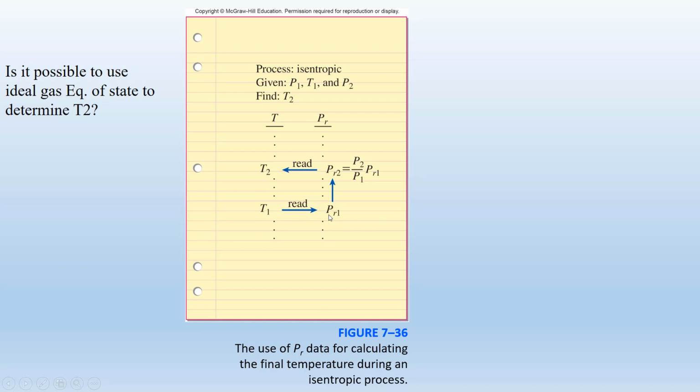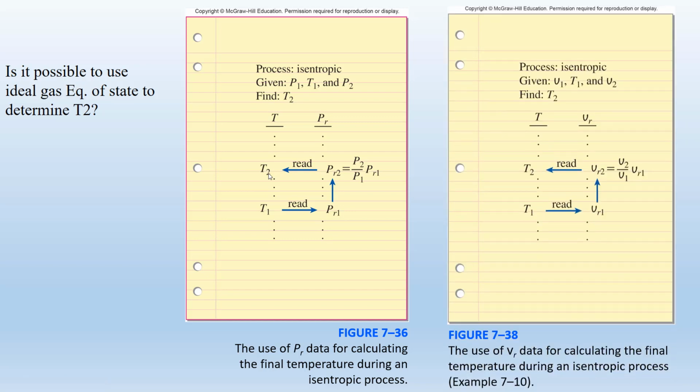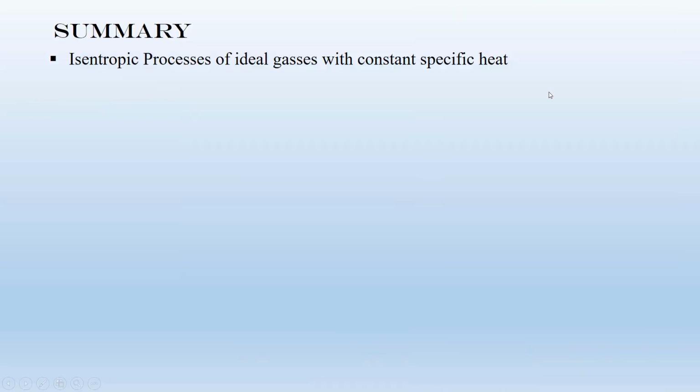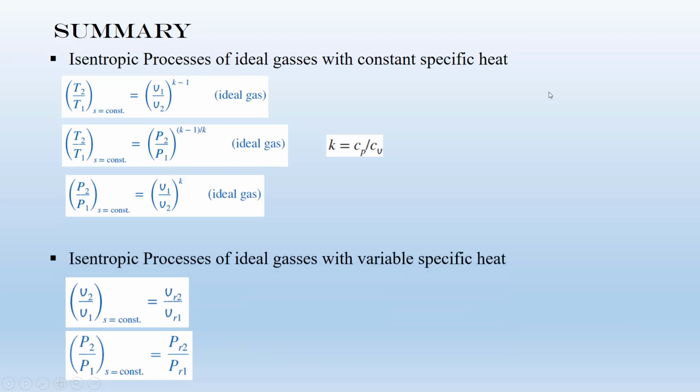Now you have PR1. You can use this correlation to find PR2. Now you have PR2. You can use table A17 to just read T2. You can use the same process if you have the nu to find T2. So here is the summary, guys.